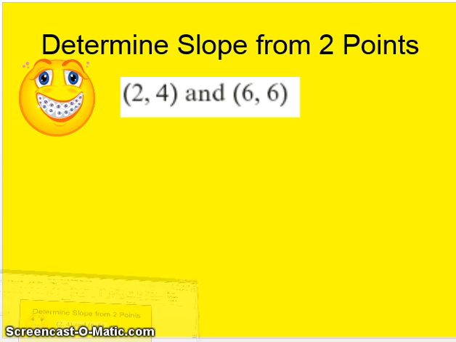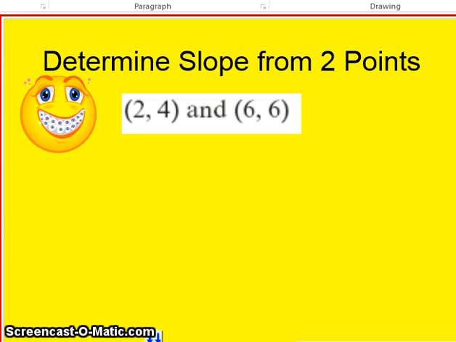Now here's an example that needs to be in your notebook. We want to determine slope from these 2 points. So we have the first point 2, 4, and the second point 6, 6. Now it doesn't matter really which one is first and which one is second. You'll get the same slope. But I'm going to call this my first point. So 2 is going to be my x1, and 4 is going to be my y1. And then this will be my second point, so I've got x2, y2.